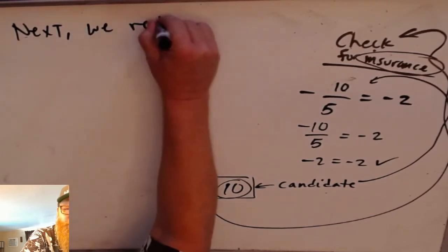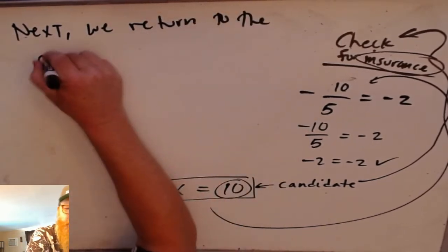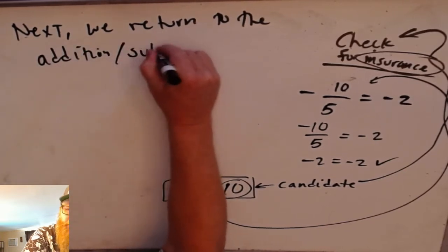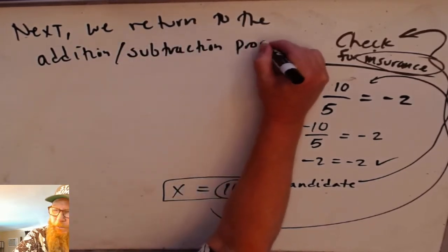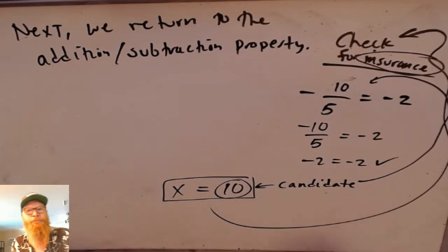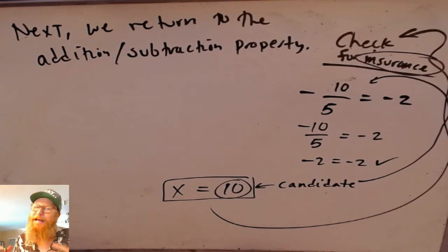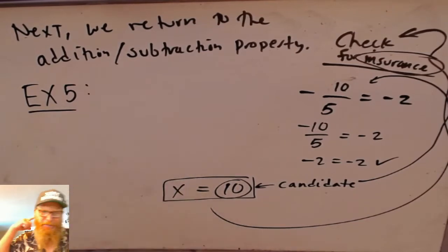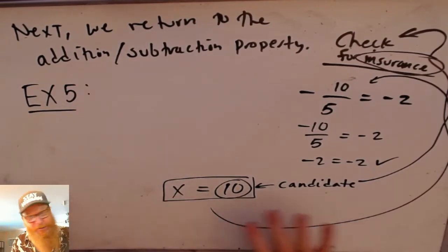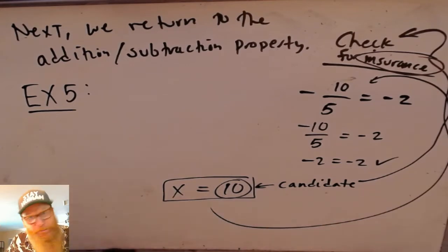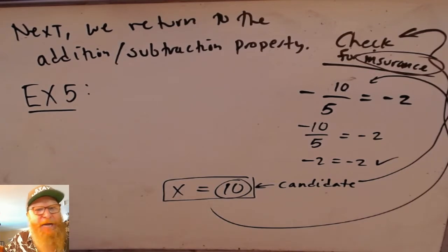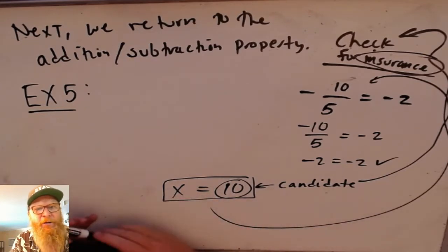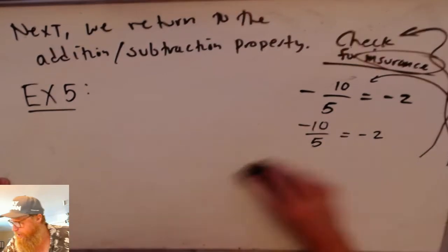Next, we return to the addition and subtraction principle, or property. I don't really have much to say about this property. I'm just going to do an example. I don't have a big backstory on this one. Once you learn it in chapter 1 or chapter 2, that's it. This property never changes. Even in third semester calculus, it is still exactly the same property as it was 10,000 years ago when your ancestors first discovered it.